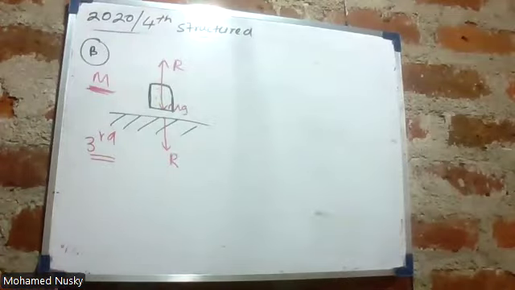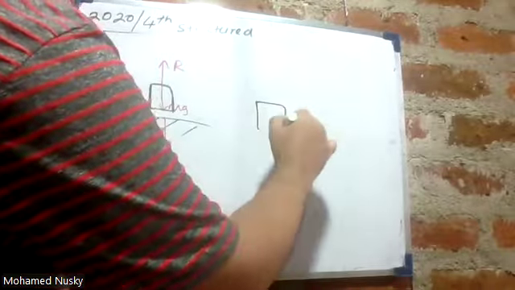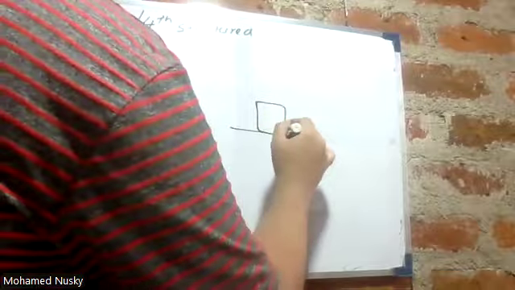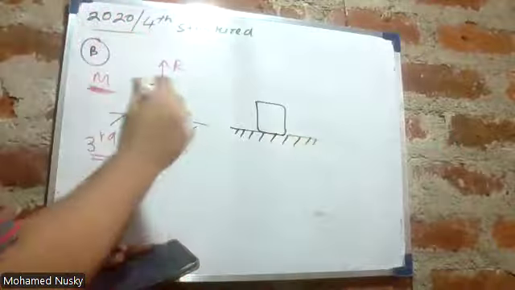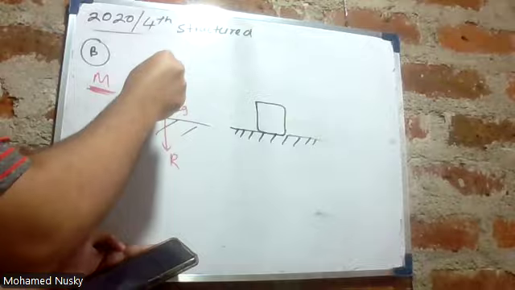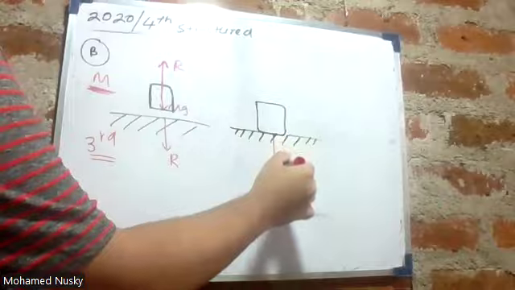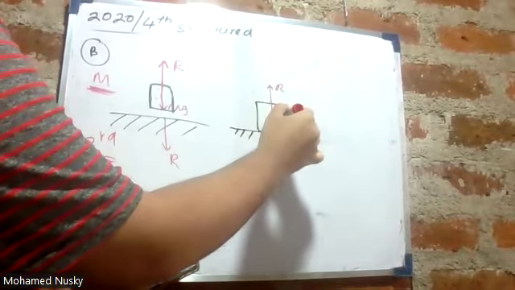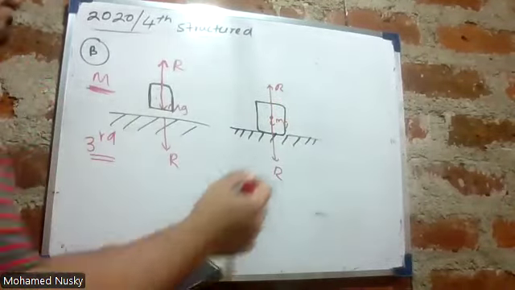This is how it looks like. And this R will start from here, from where it is in contact. R upward, and mg downward will be acting on the center of gravity of the block.